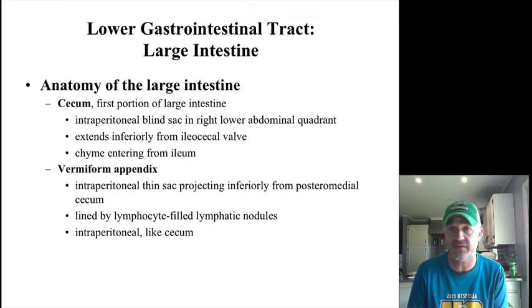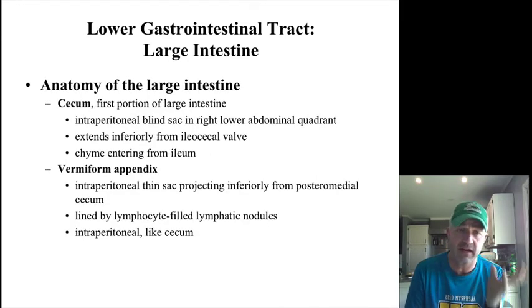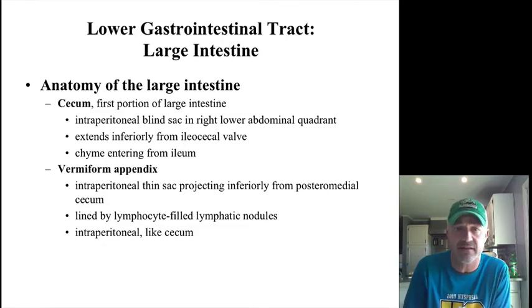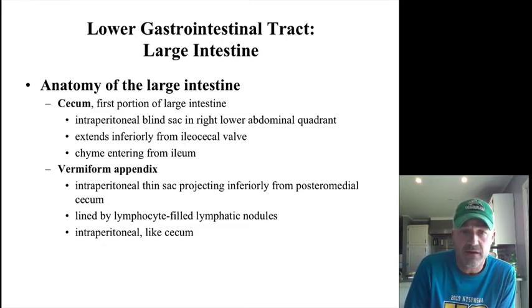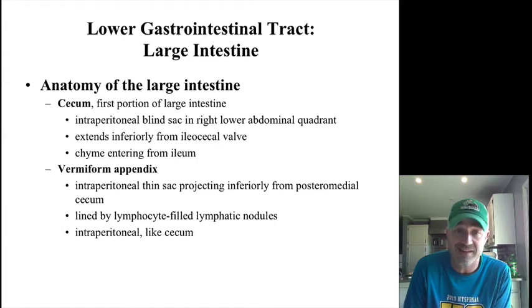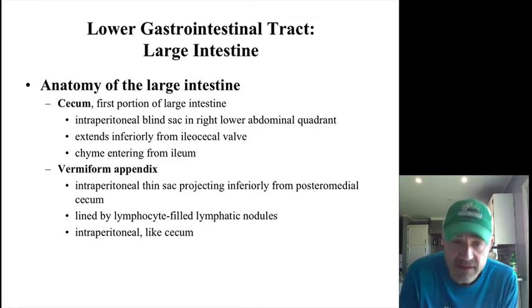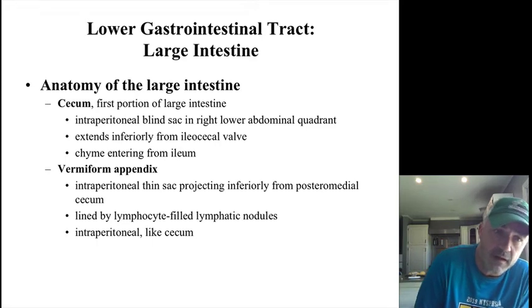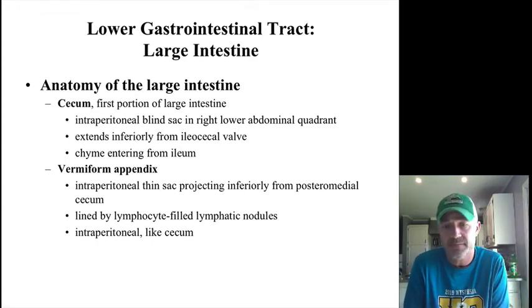In terms of the parts of it, it's pretty straightforward. You kind of have a dead-end pouch that has a little finger-like structure going off of it. That is the cecum. And the finger-like projection is the appendix. It has a lot of lymphatic nodules within it. Can help repopulate the colon with bacteria sometimes after something clears it out.